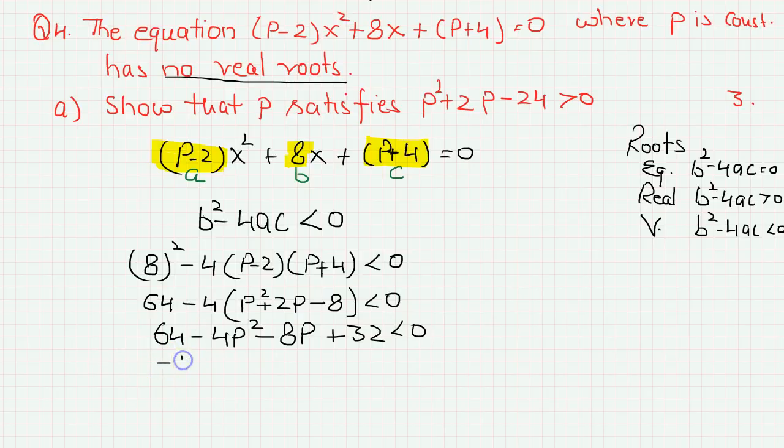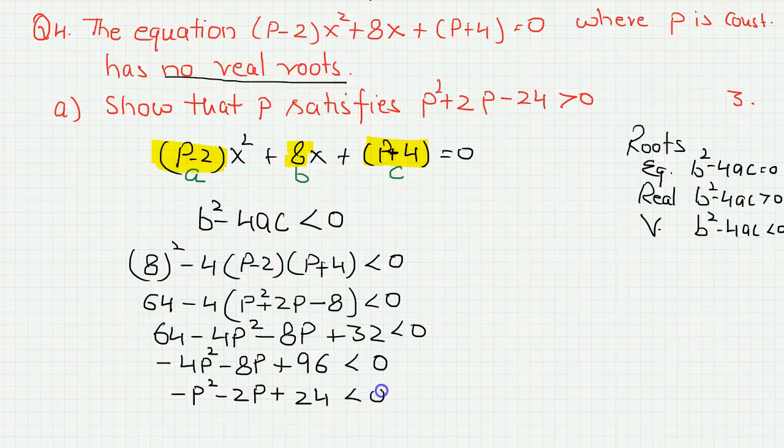So minus 4p squared minus 8p plus 64 plus 32, 96, less than 0. So we divide each by 4, that is minus p squared minus 2p, 4 times 2 is 8 and 4 times 4 is 16, is less than 0.